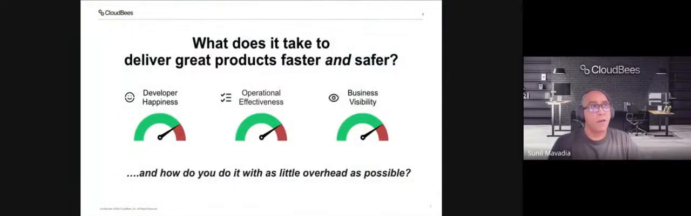So what does it take to deliver great products faster and safer, right? We at CloudBees look at 3 specific areas. When you look at DevOps and your DevOps transformation, we distill that into these 3 specific areas. One is developer happiness, the other is operational effectiveness, and the third one is business visibility. But how do you do these things with as little overhead as possible, right?